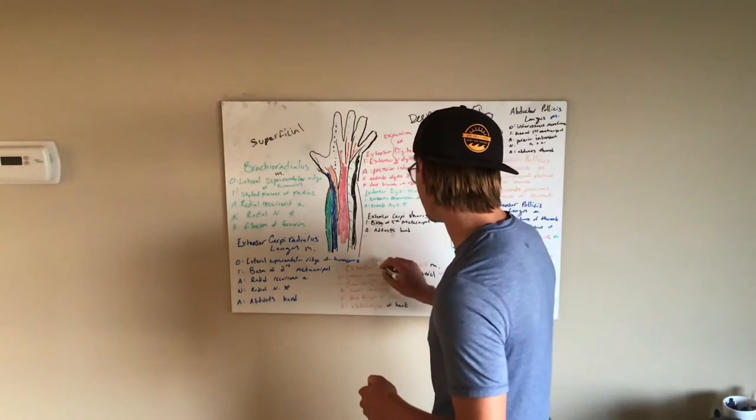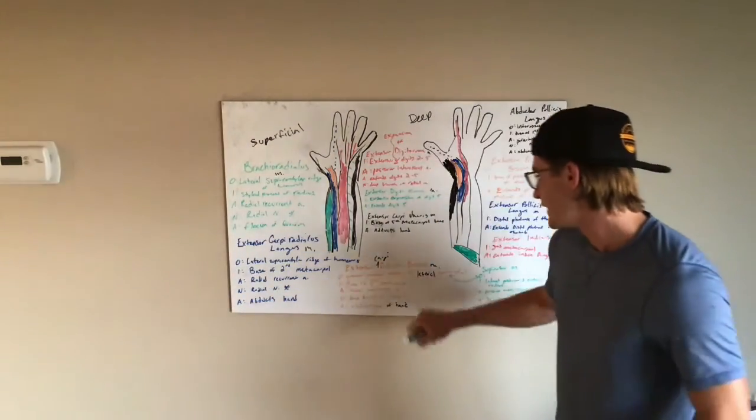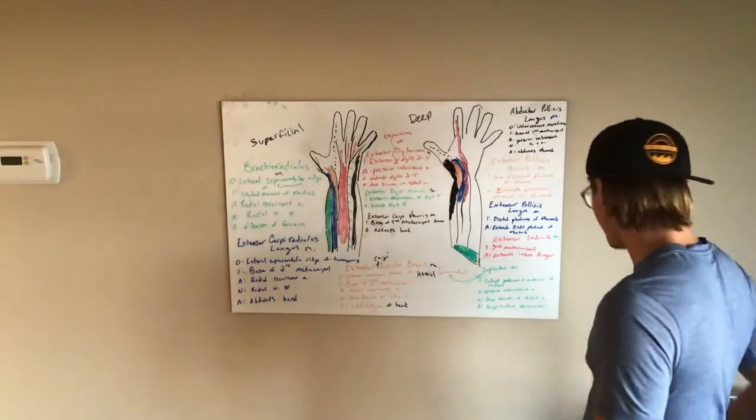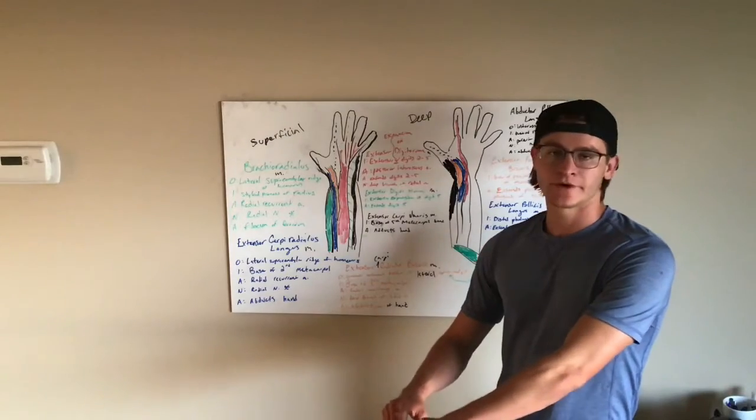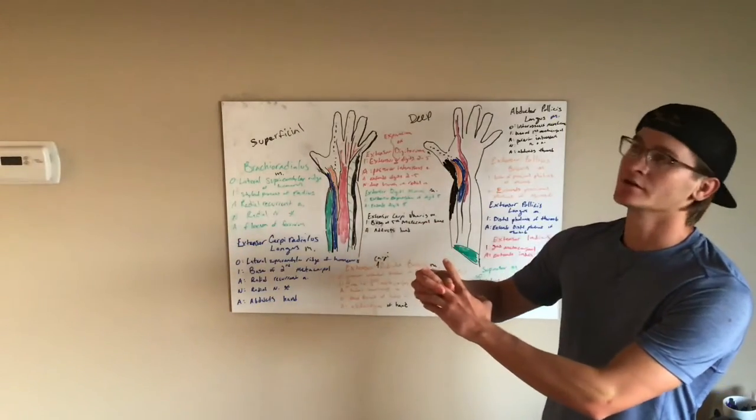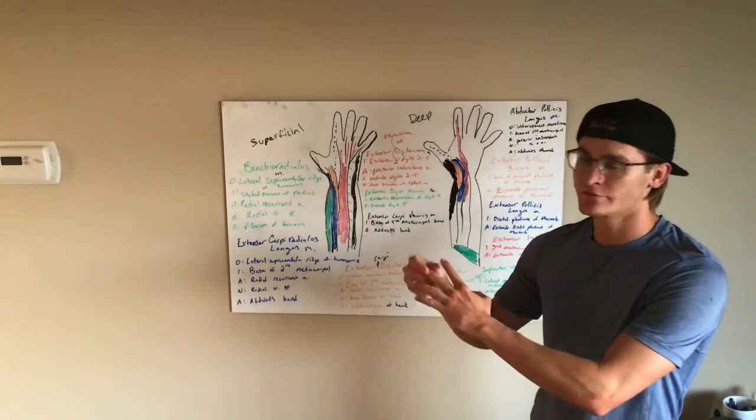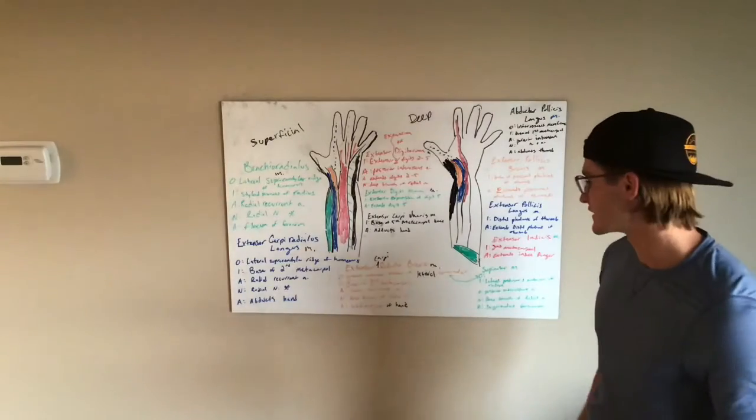And then this needs a carpi. Okay, good. So it's going to insert, and this is the easier portion, I guess. The extensor carpi radialis longus inserts at the second metacarpal. The extensor carpi radialis brevis is going to insert at the third metacarpal. So it's 1, 2, which makes it kind of cool.